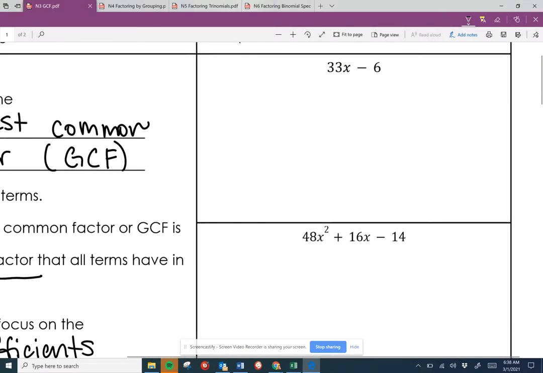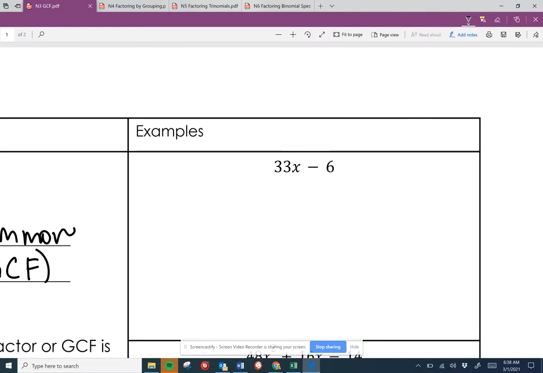This first one, 33x minus 6. So what we want to see is, what is the biggest number that we can use to multiply that gives us 33 and 6? Okay, well, we know that 2 goes into 6, right? Well, 2 doesn't go into 33, so we can't use that. Well, we also have 3. 3 goes into 6 and it goes into 33, so that might be a good choice. Now let's say the only other factor of 6 is 6 and 1. So 6 would be maybe a possible GCF if 33 can also divide by 6, which we know it cannot. So that means we're going to have to use 3.